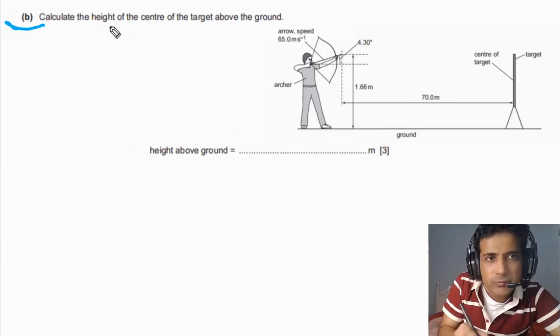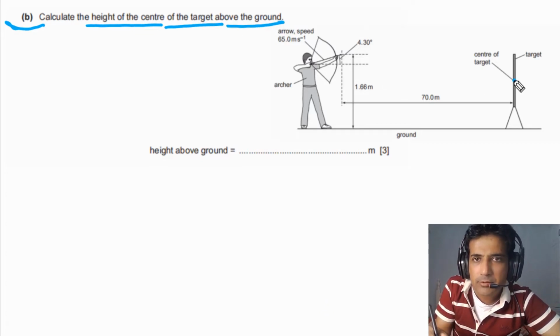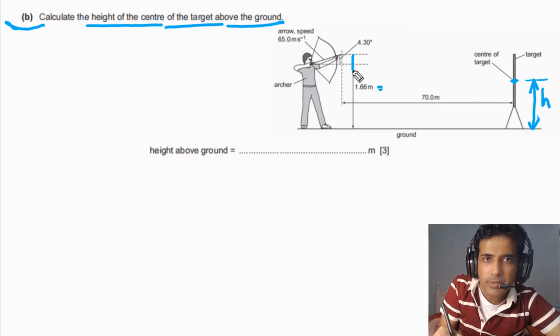For part B, we need to calculate the height of the center of the target above the ground. It simply means that at this point we have the center of this target. We need to find out this height. Let's say this height is equal to small h. And this height, let's say this is equal to capital H. So this height is given to us, and this is equal to capital H.